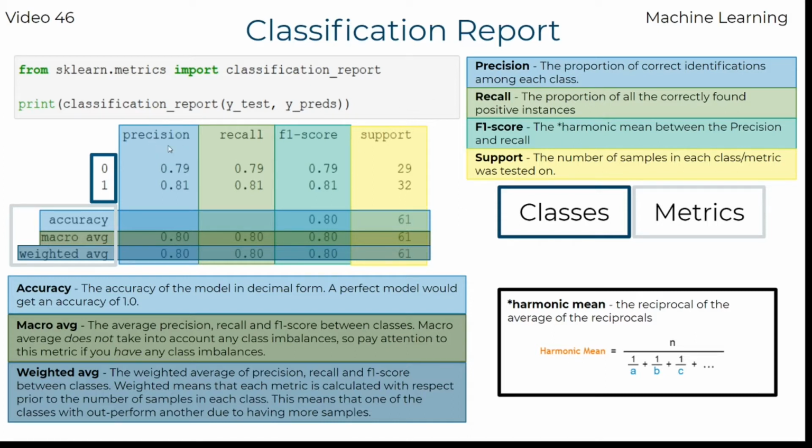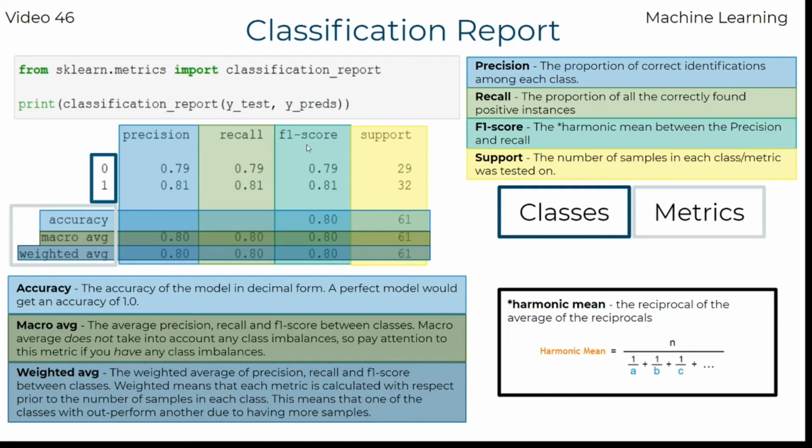The first one is precision. In this classification report, precision is the proportion of correct identifications among each class. This is the proportion of how many zeros the model predicted correctly out of all the zeros, and this is how many ones the model predicted correctly out of all the ones. Then recall is the proportion of all the correctly found positive instances. It is basically the same as precision, but it's known as something else because sometimes it can vary from precision. Here it's basically the same because the classes are quite balanced.